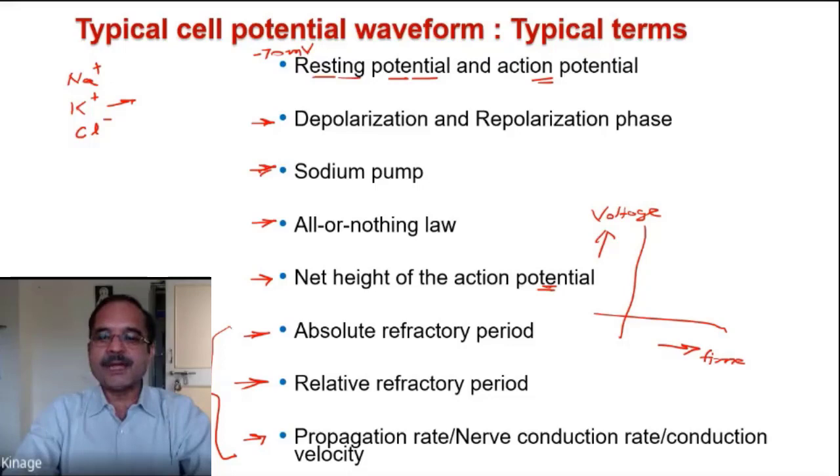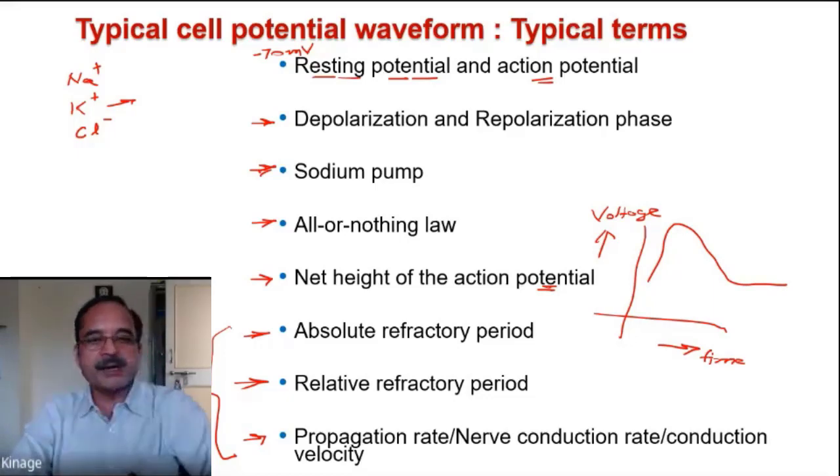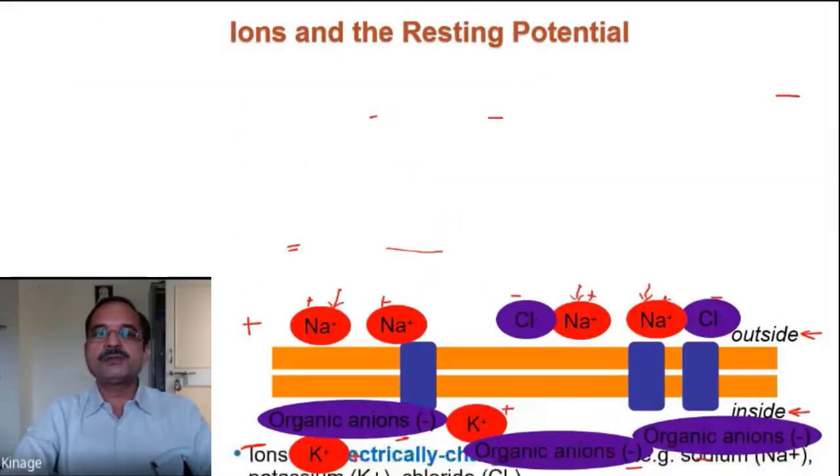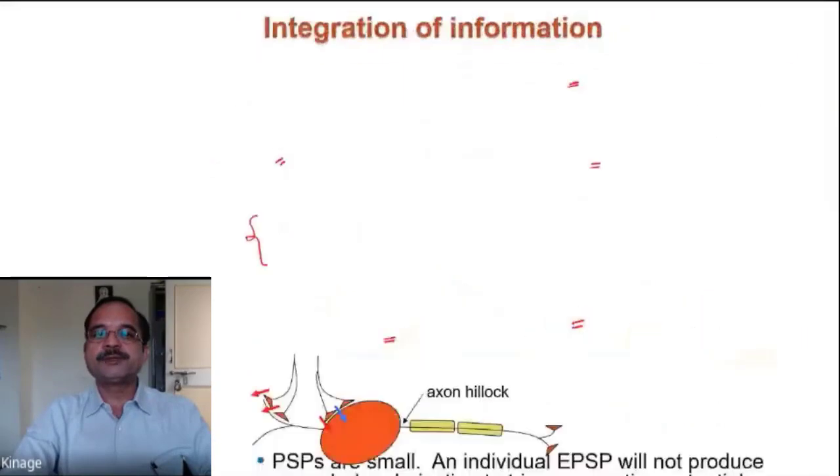Then the net height of the action potential, that means the amplitude of the voltage of the action potential which is developed like this. The absolute refractory period, relative refractory period, and the propagation rate, these things we'll discuss today. So this was all discussed last time.